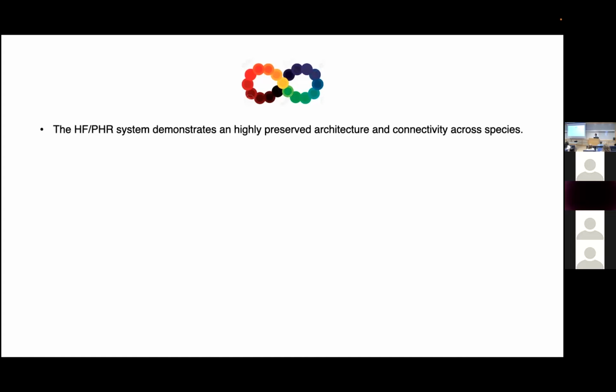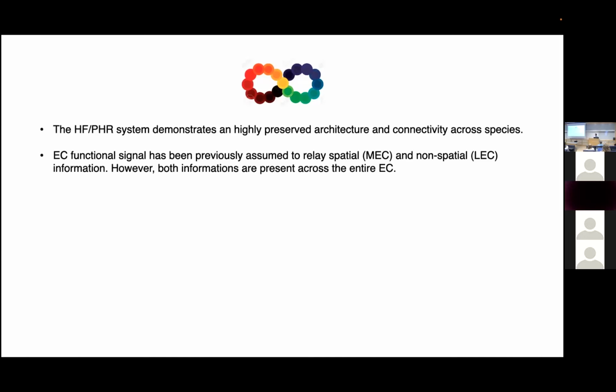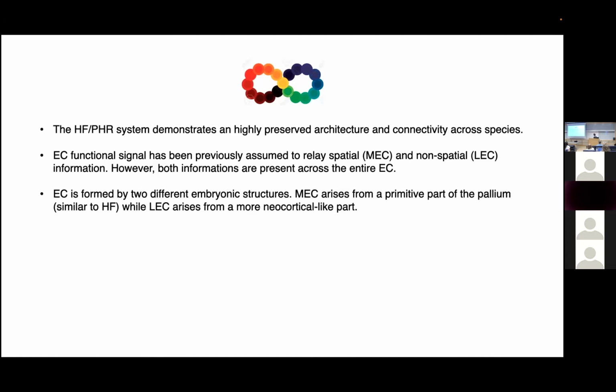That was a little bit conceptual with a lot of anatomical jargon maybe, but if you want to remember something, here it comes. The hippocampal formation and parahippocampal system demonstrate a highly preserved architecture and connectivity across species. I hope we agree. The entorhinal cortex functional signal has been previously assumed to relay spatial information in MEC and non-spatial information in LEC, however, both spatial and non-spatial information are present across the entire entorhinal cortex. So for me, at least, this dichotomy does not make sense in terms of function. I'm really happy to discuss this.